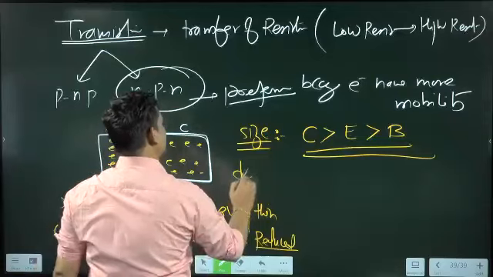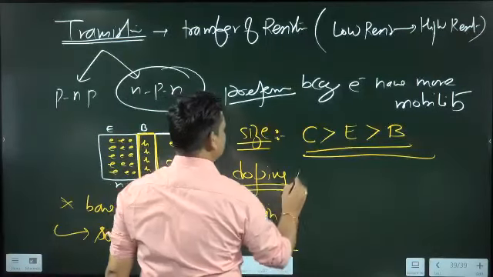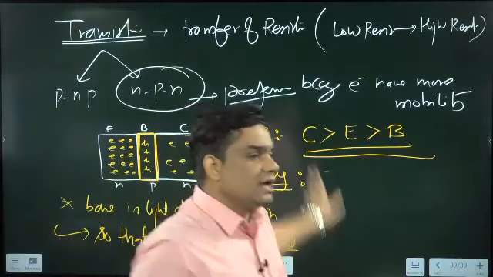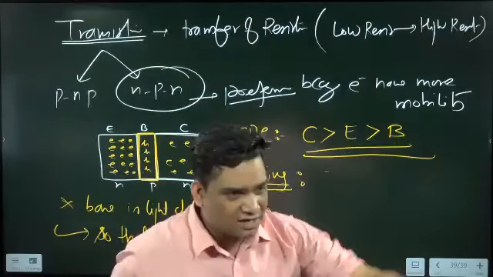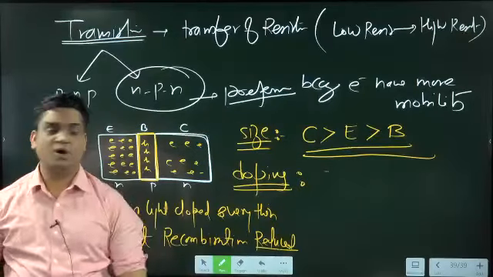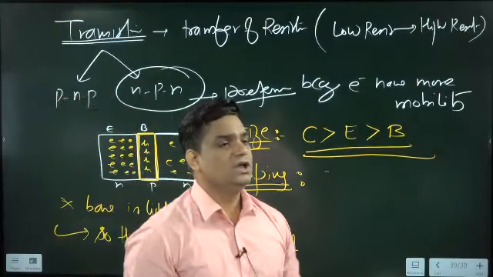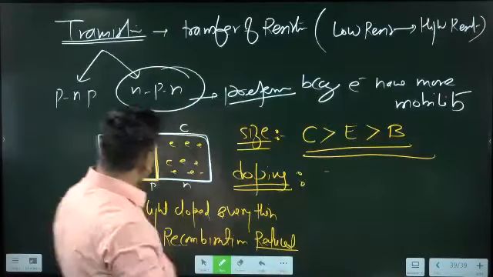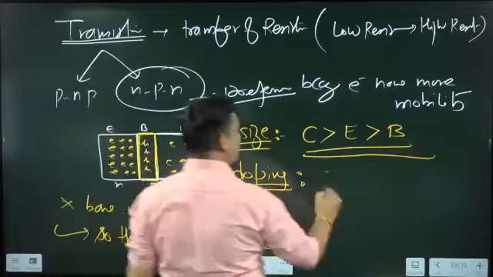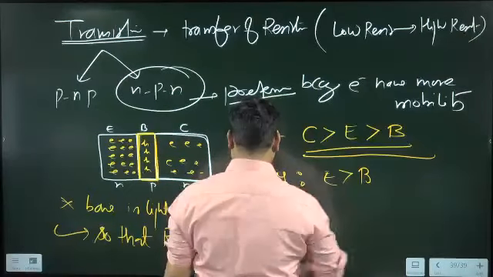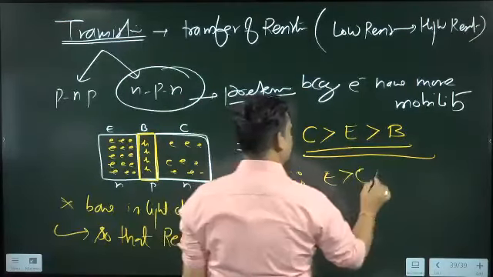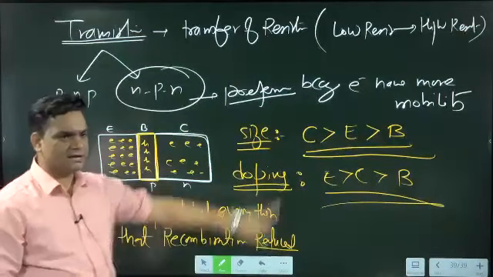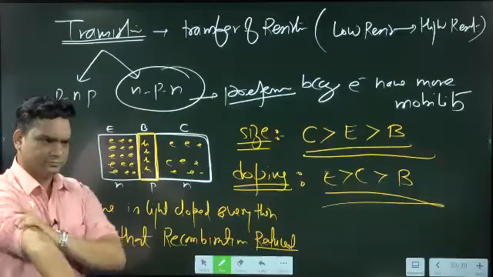If I ask about the doping, which one will be used for the emission? Your emitter is going to emit the electrons. If you have to emit, you should have more energy, more carriers. So the emitter must have more carriers, meaning the order is E, then C, and then B. The base is always the least in terms of size as well as doping. Clear? This one is over.